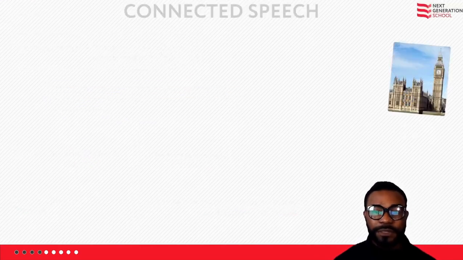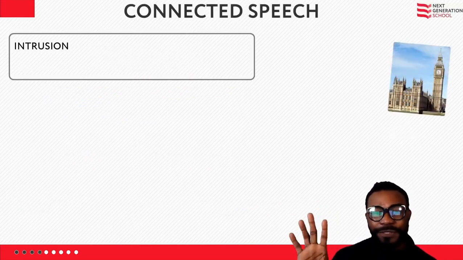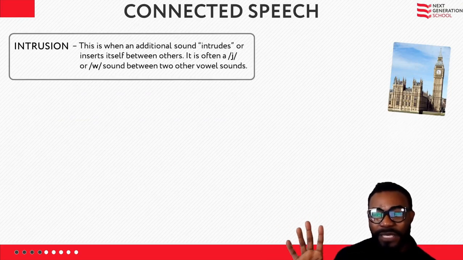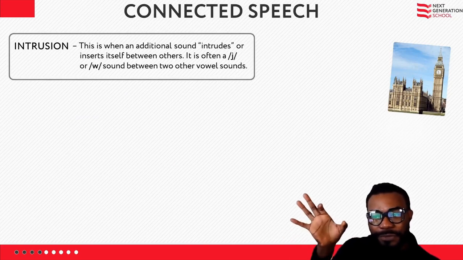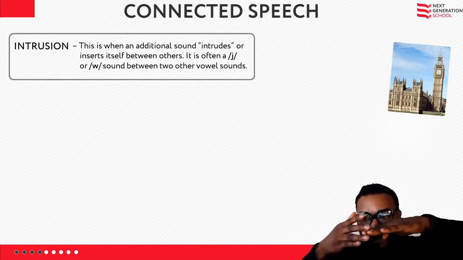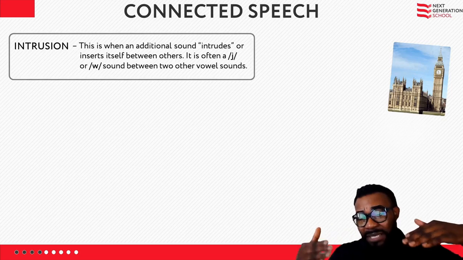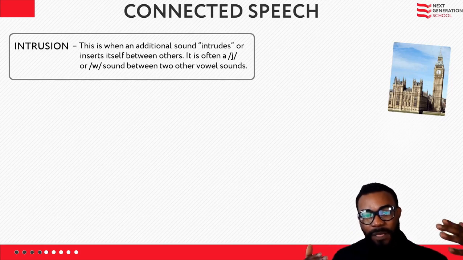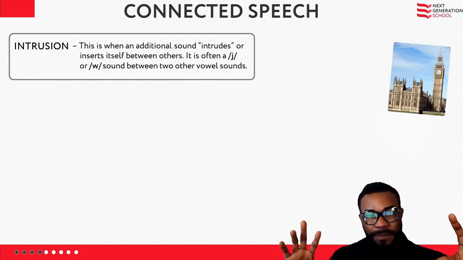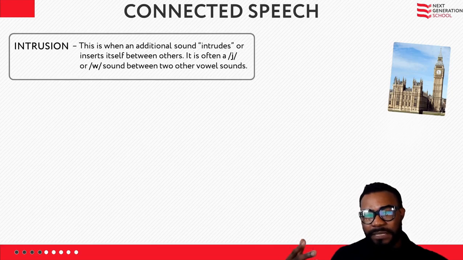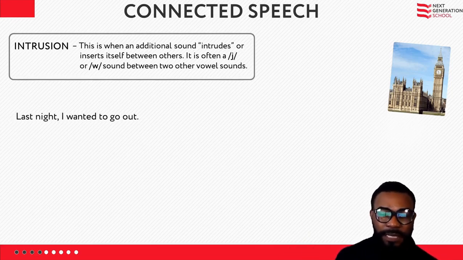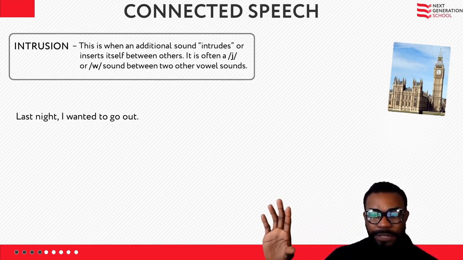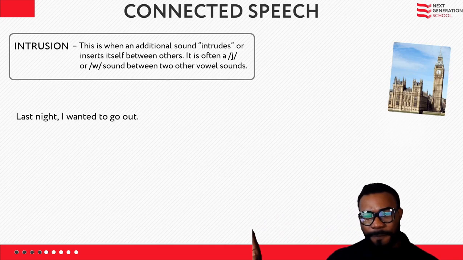Let's continue. The second is intrusion. What is intrusion? This is when an additional sound intrudes or inserts itself between others. It is often a y or w sound between two other vowel sounds. How do we understand this? So here I have a sentence. Last night I wanted to go out.